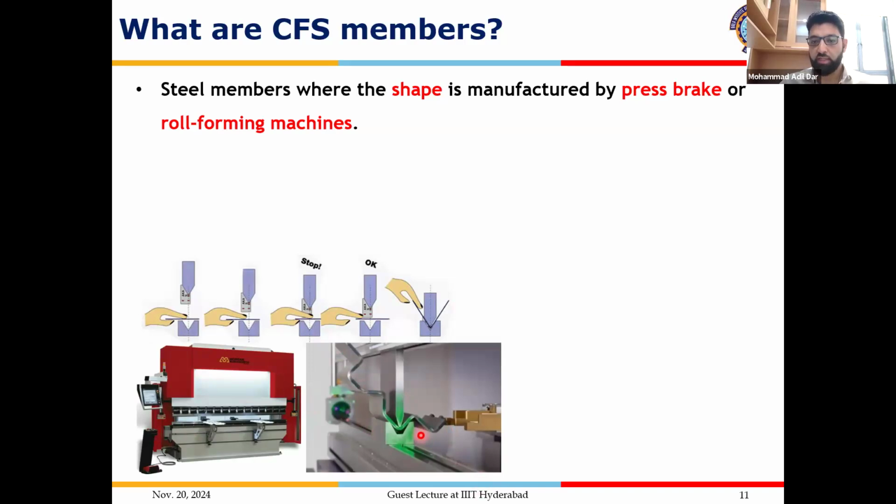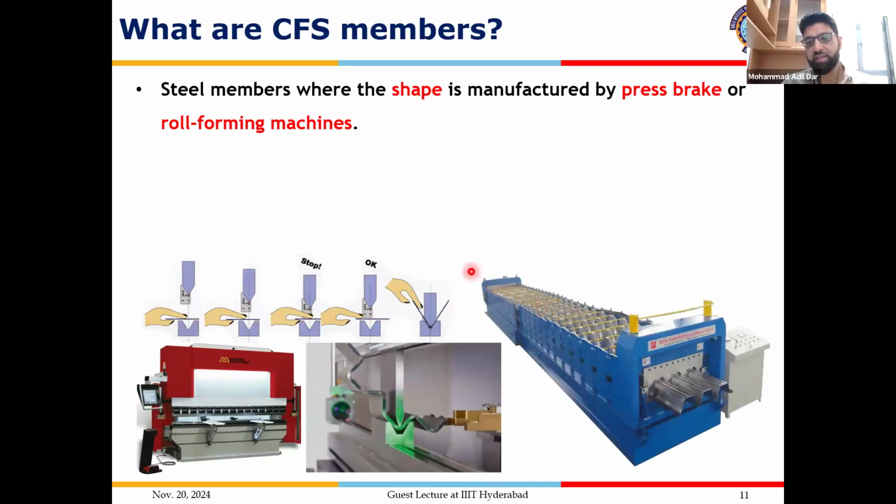A roll forming machine is a machine wherein you feed a steel strip or a flat steel coil from one end, and there is a series of rollers, and at the end you get the desired shape. These are used for mega projects, and a cold rolling machine is much more expensive than press brake equipment.